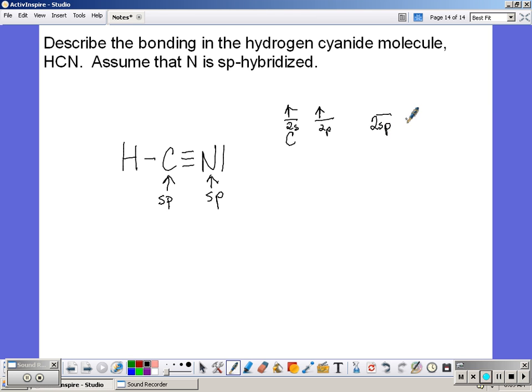The nitrogen is going to do the same as well. It's going to have a 2s and one of its 2p's, and it's going to combine them to 2sp so that the bond and the lone pair are identical. That leaves us with 2 pi bonds being able to form. So we're not using all of the p orbitals, we're just using one of them. So the other 2 are able to be perpendicular to that sigma bond and form our triple bond.